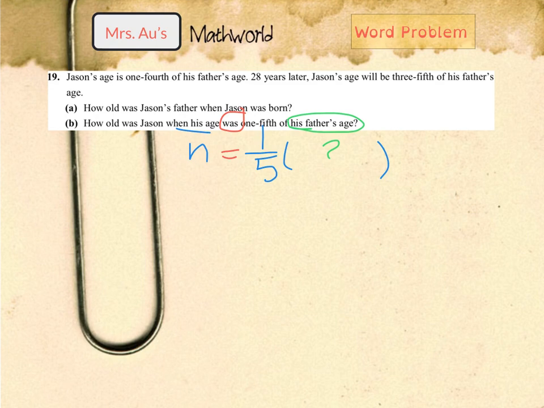But there is a question mark: what is the relationship of his father's age? So do you still remember, how much older is Jason's father than Jason? That is a very important question.